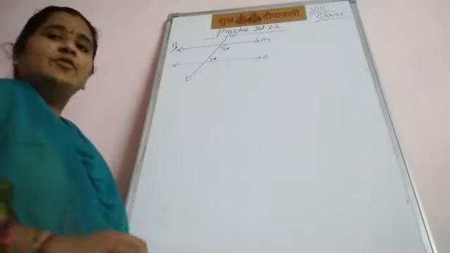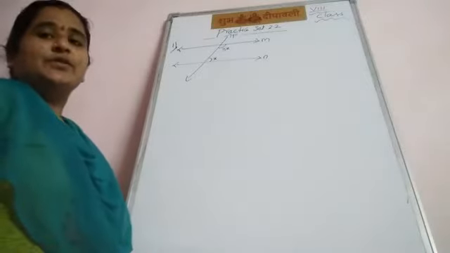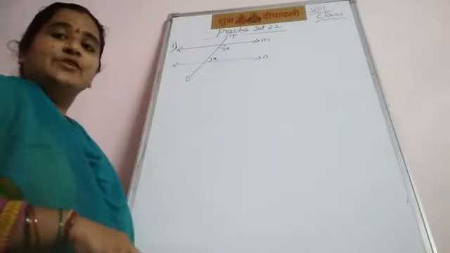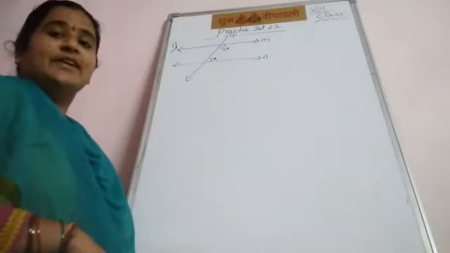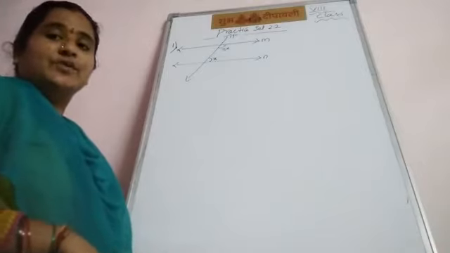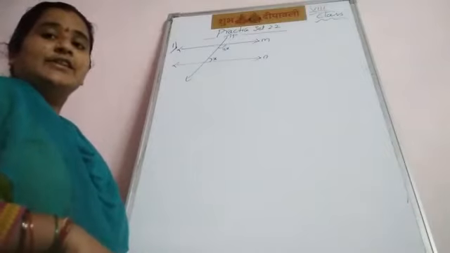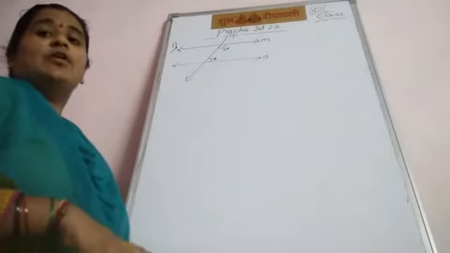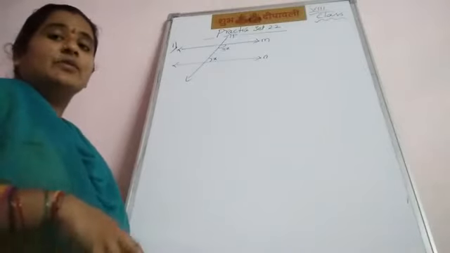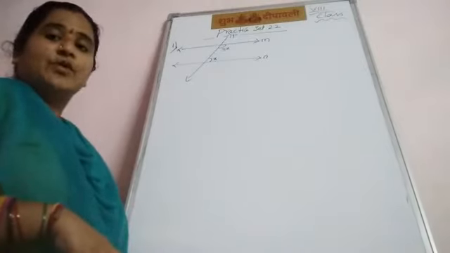Students, now we are going to start practice set 2.2. In the previous video, we learned the concept that when two parallel lines are intersected by a transversal, in the angles formed, each pair of corresponding angles is congruent, interior angles are supplementary, and alternate angles are congruent. By using these properties, we are going to solve practice set 2.2.